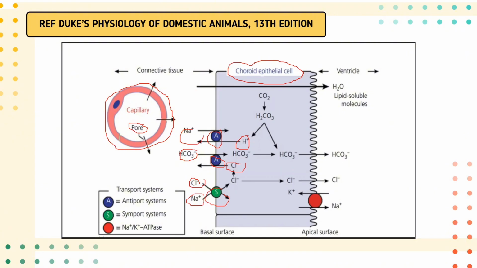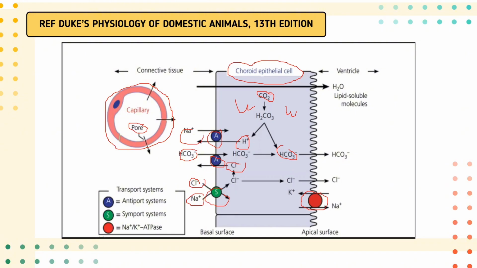The bicarbonate is formed from the carbon dioxide coming out from the metabolism of the cell, in combination with water. They form carbonic acid and bicarbonate as a result of transportation. For the transport system in the apical surface, we can see here the sodium-potassium pump or the sodium-potassium ATPase.